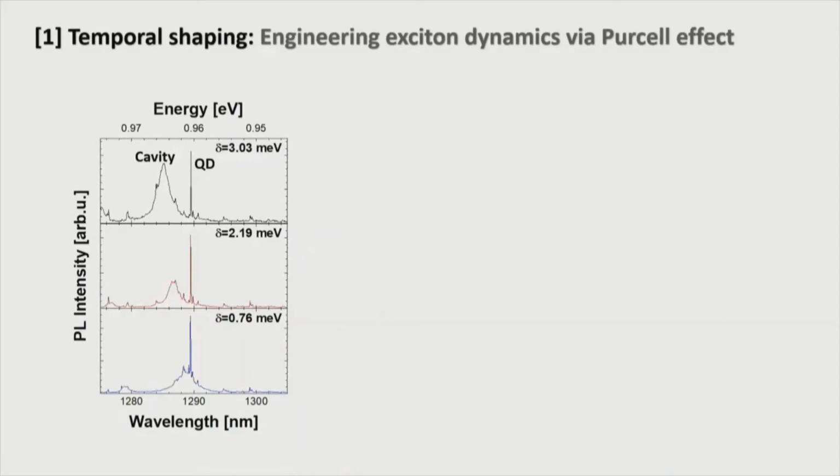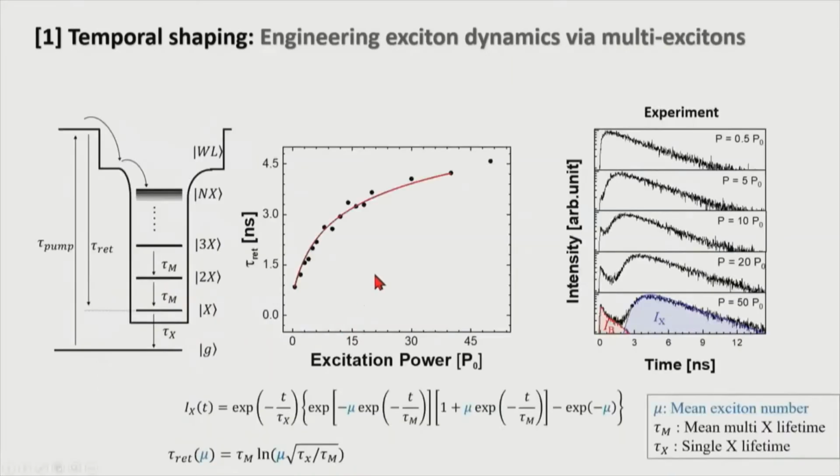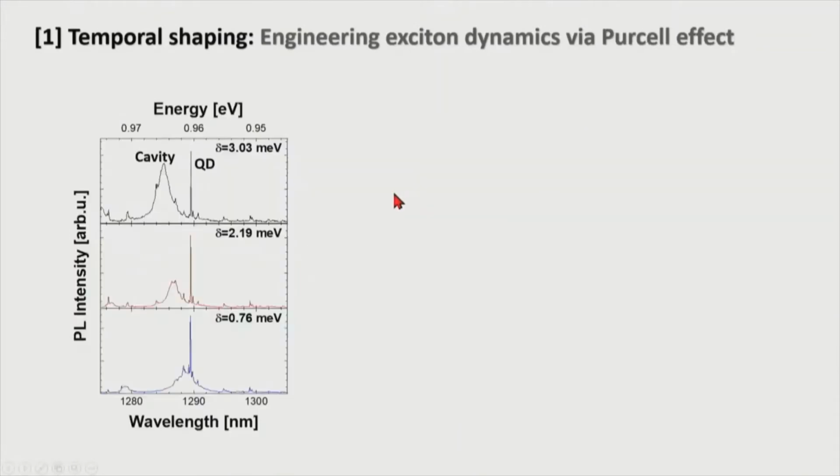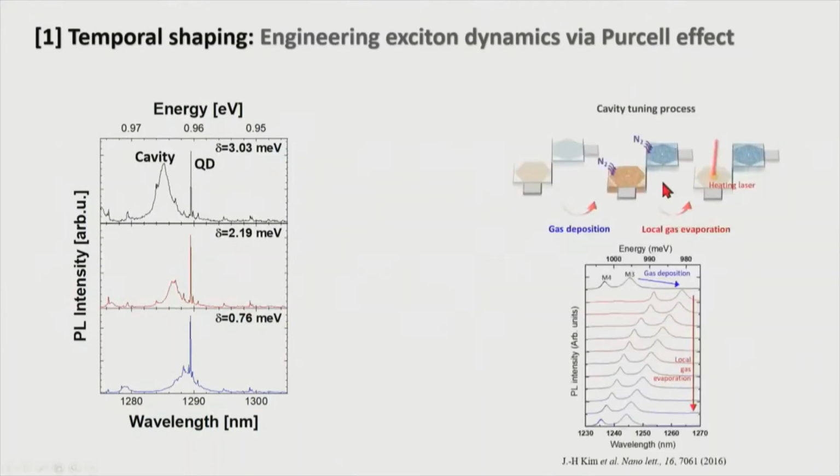But that would not be enough. Although we can achieve a nanosecond-long lifetime, to make a symmetric temporal profile, we also need to shorten the decay profile. For that, we use the Purcell enhancement. Here is a photonic crystal cavity, a low Q cavity, and here is the quantum dot, and there is a spectral detuning.